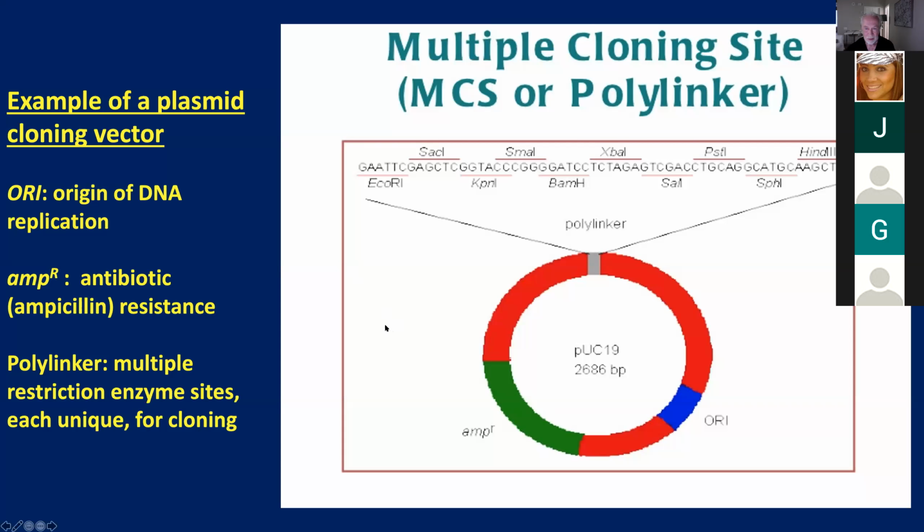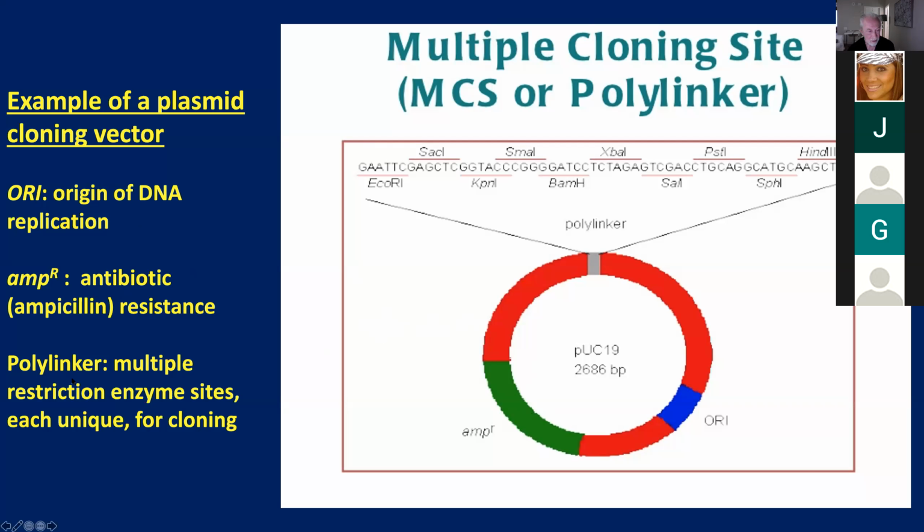Okay, I said I would show you an example of a prototypical cloning plasmid. It has what's called ORI, origin of DNA replication. It has to have that in order for it to replicate in bacterial cells. It has to have a selectable marker, which is usually antibiotic resistance, and in this case, it's ampicillin resistance.